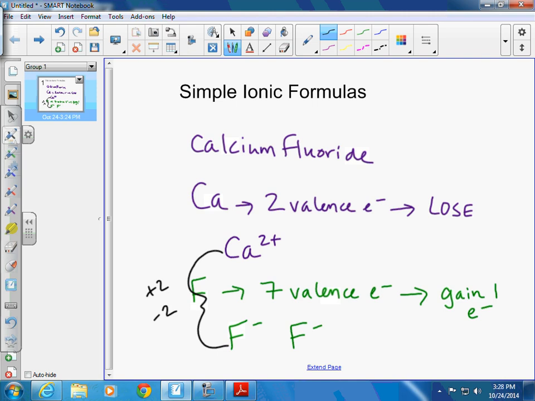If we have 2 positive charges from the calcium and 2 negative charges, one coming from each fluoride, we will neutralize. So the formula for calcium fluoride is 1 calcium and 2 fluorides. In other words, CaF2. This is a neutral compound, and we are finished forming it.